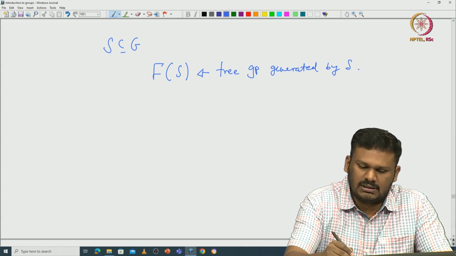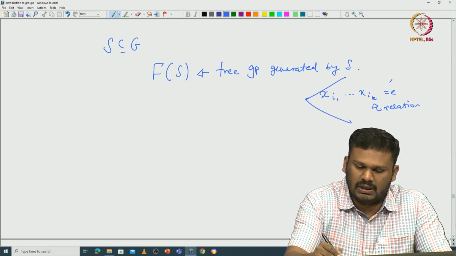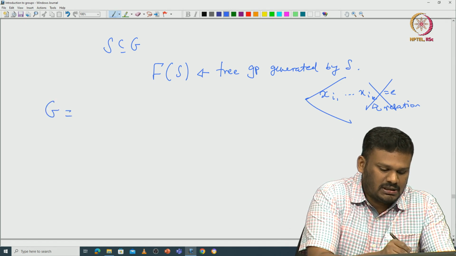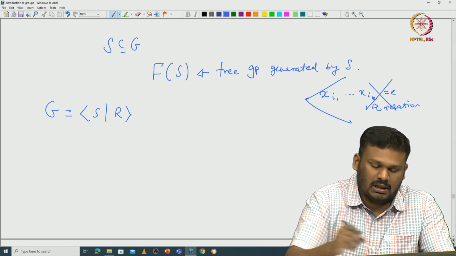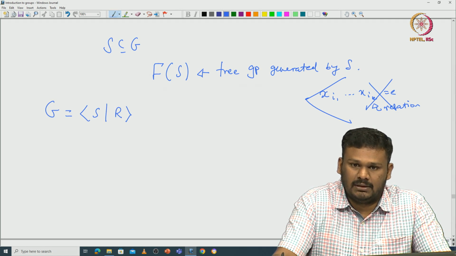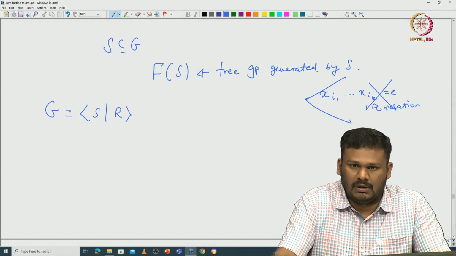Relations means it is just a product of some elements being the identity. So this is called a relation, and such things should not happen inside your free group. Now, what is the meaning of G being generated by S modulo the relations R? Generating is clear: you take the subgroup generated by S, that should be capital G. That is what generating means. What is the meaning of generating by this modulo some relations?